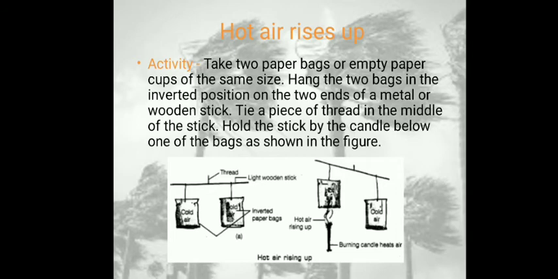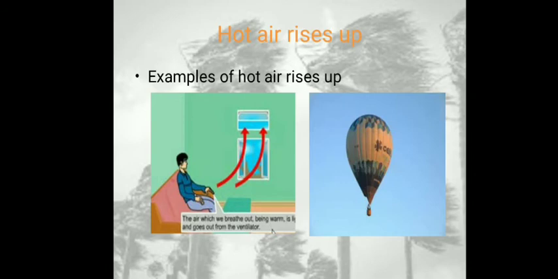Now we can see a lot of examples of this property of air used in our daily life. Here you can see a hot air balloon. This uses the property that hot air rises up to fly in the air. Also you can see the ventilators that we have in homes. These are basically to release the hot air or replace the hot air by cold air. So when we breathe, warm air comes out, and as this warm air is lighter, it rises up and moves out through the ventilator, so that cold air can come through the windows.